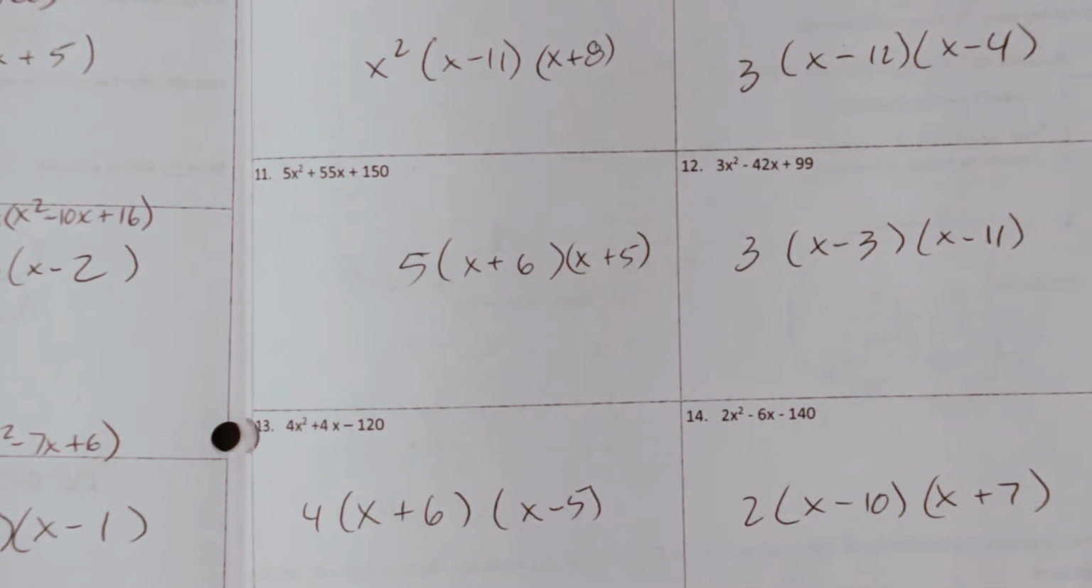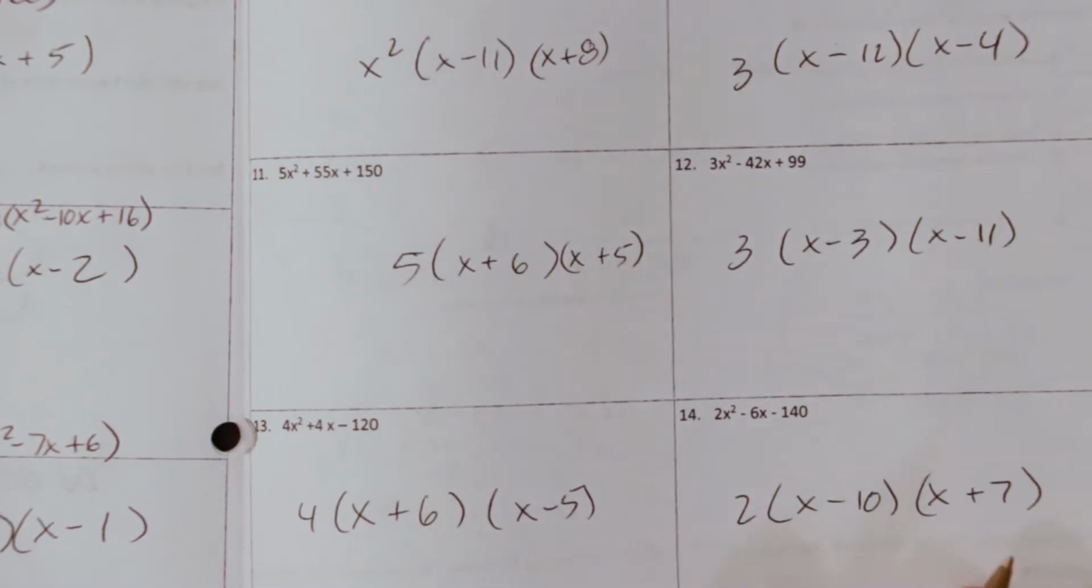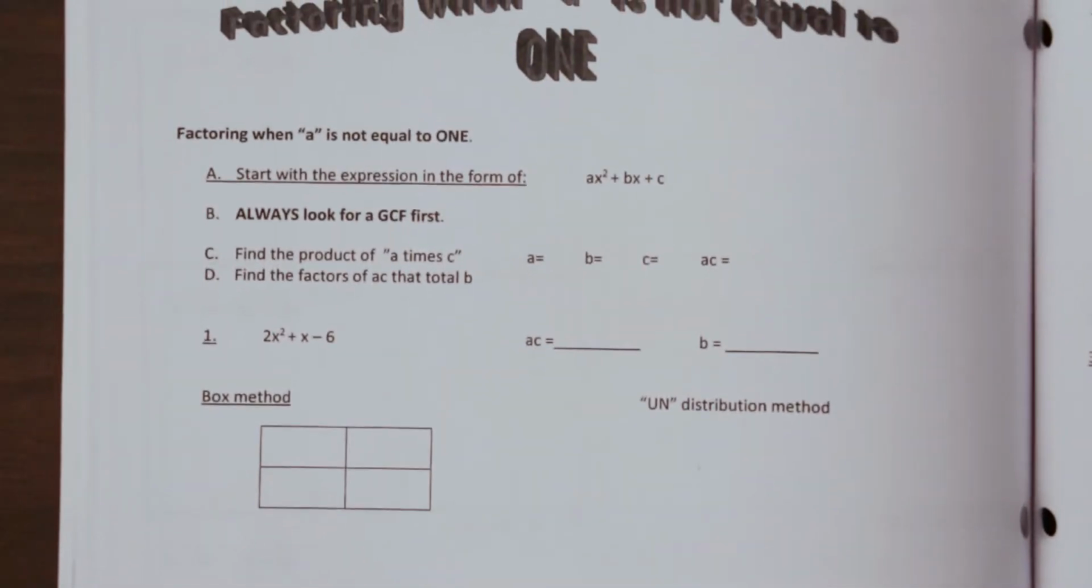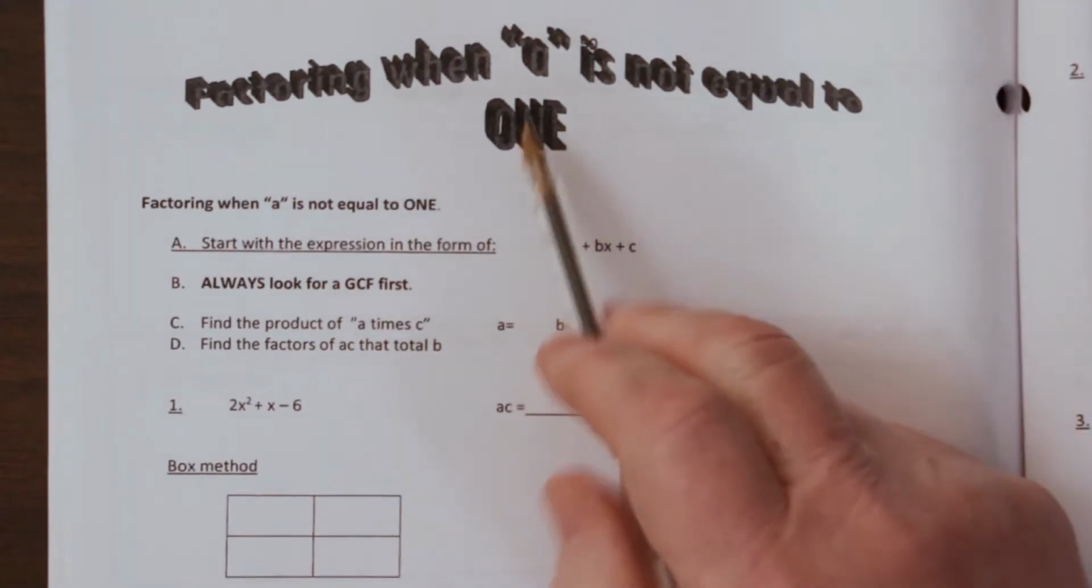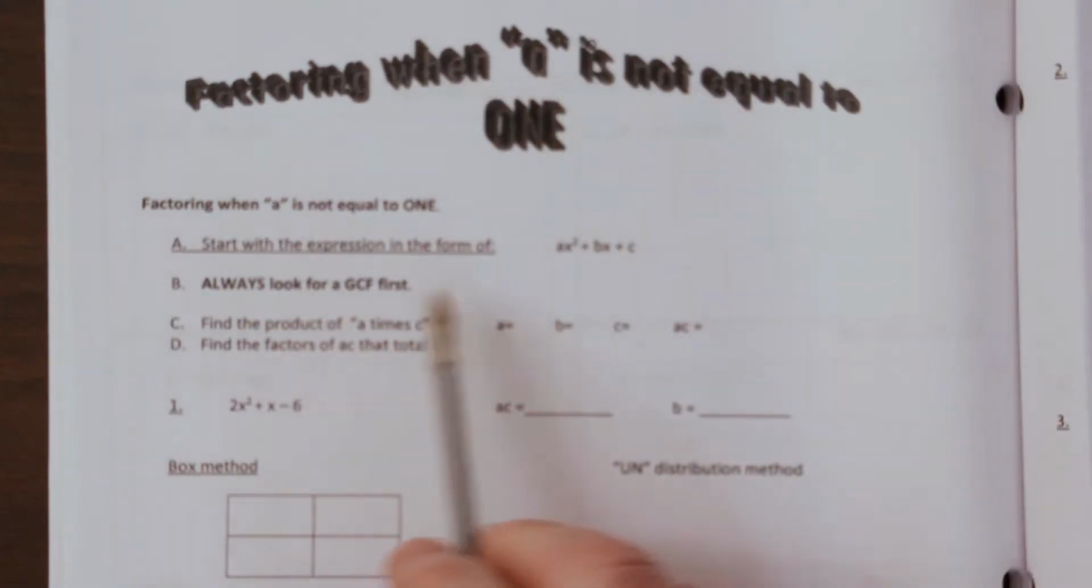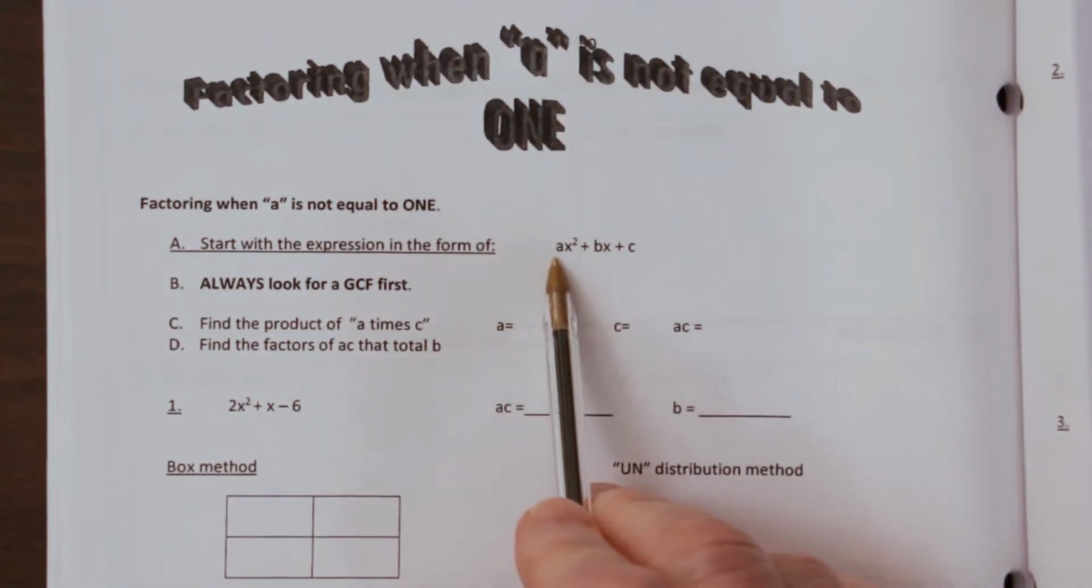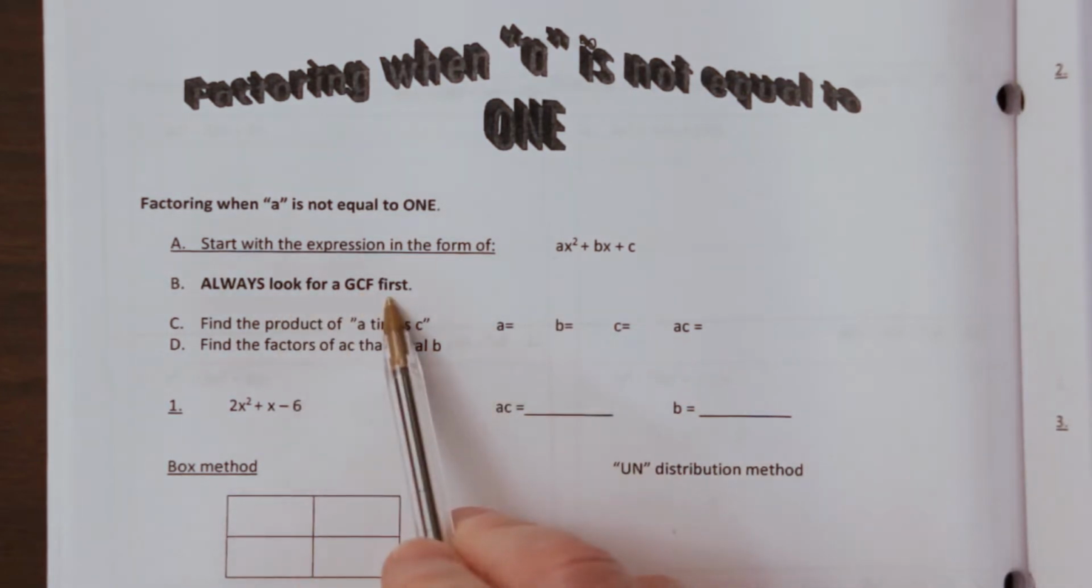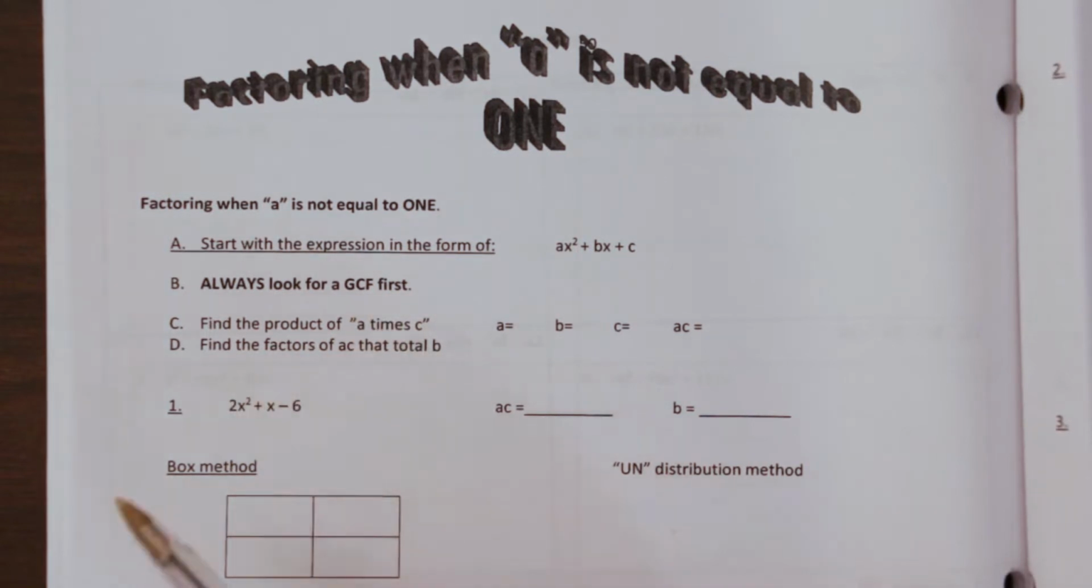Today we're going to do something different. This time we are going to go to the next page. And we're factoring when the A is not equal to 1. Remember, the A is the initial one out here. And when that's not 1. Once again, first look for the GCF, because they are going to give you one in this mess. Let's take the GCF out first, and then do the rest of the work.